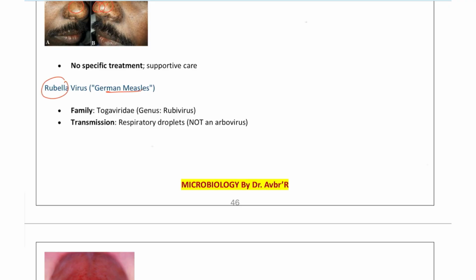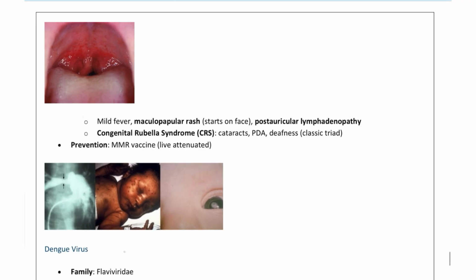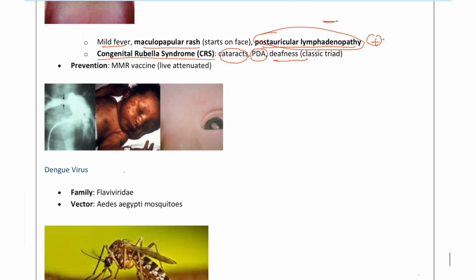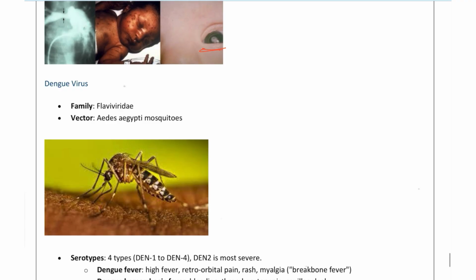Rubella virus, German measles. Togaviridae is the family, and these patients will be having this one. This is known as Forchheimer spots. Forchheimer spots, mild fever, maculopapular rash, post-auricular lymphadenopathy. Lymphadenopathy we do not see in the measles, but we are seeing in this one. That is the difference. Congenital rubella syndrome: cataracts, patent ductus arteriosus, and the deafness that you are going to see. Congenital glaucoma is also associated.